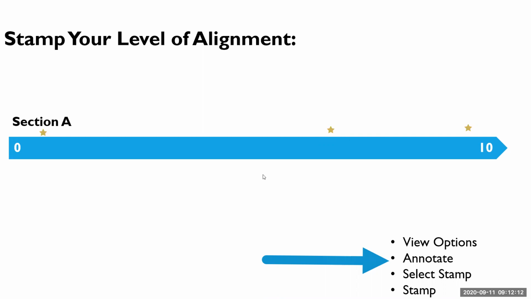Again, where do I look? Oh, I said section A. It's actually section B. So on the top of your screen, do you see view options? And then annotate. Then you're going to select a stamp. I just realized my slide says section A. We're talking about section B. Where do you think you are with your alignment of section B?